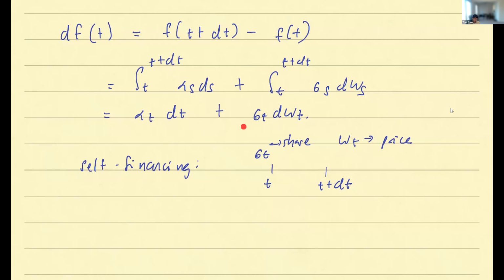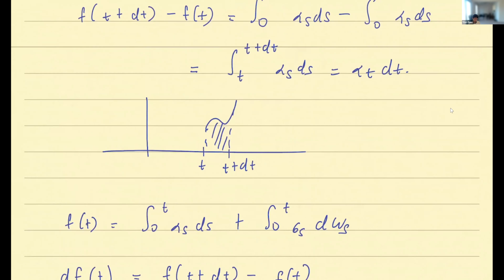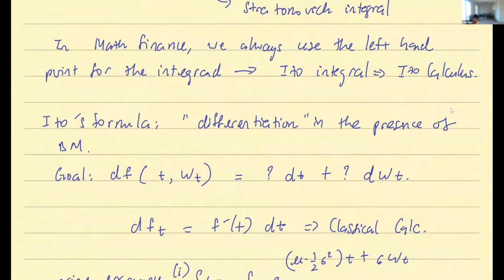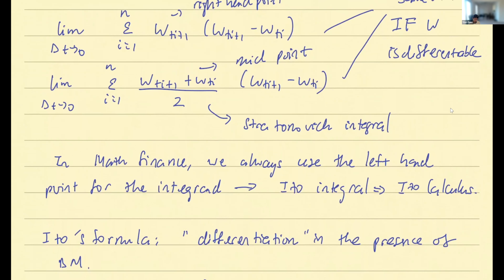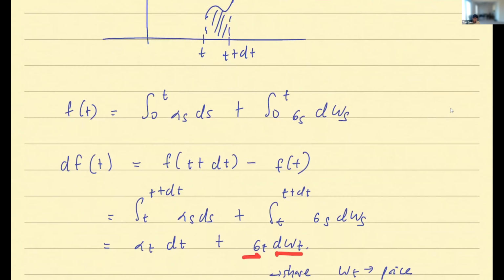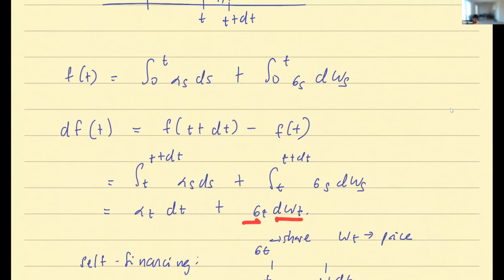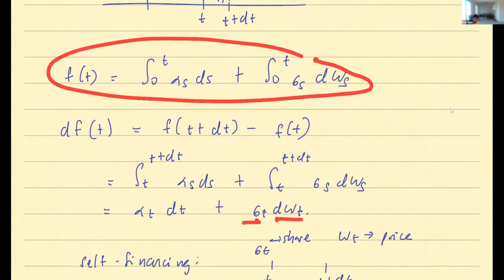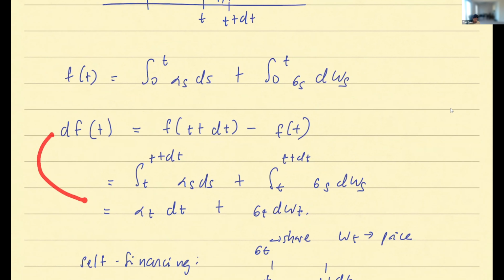Also, the reason why we do sigma t like this is because we are always picking the left-hand point for the Ito integral. So that's the prime example number 2: if we have an Ito integral, then the differential is just like this. Are we okay so far?